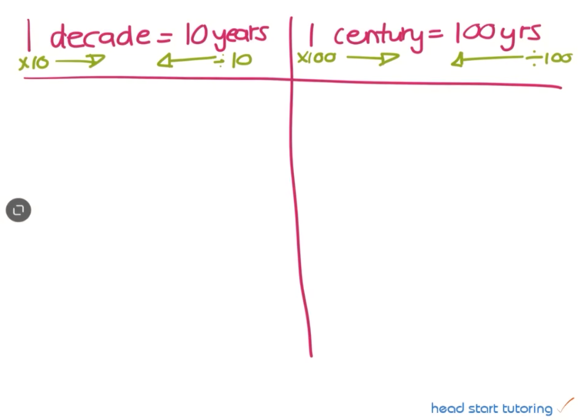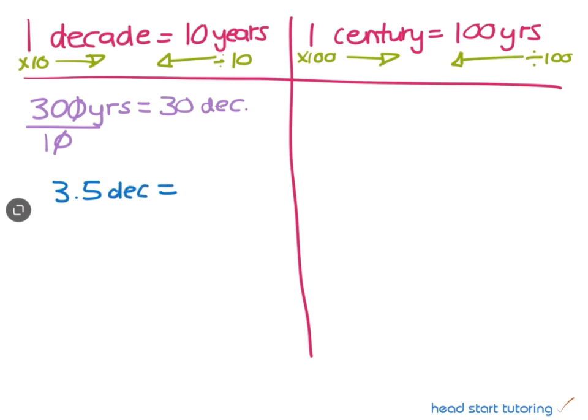Right, so if I would like to work out how many decades there are in 300 years, I need to divide 300 by 10, and I end up with 30 decades. If I would like to work out how many years there are in 3.5 decades, I need to multiply 3.5 by 10, and I end up with 35 years.